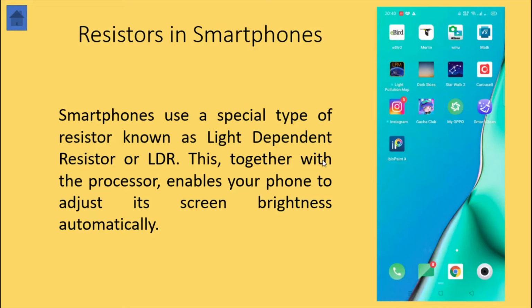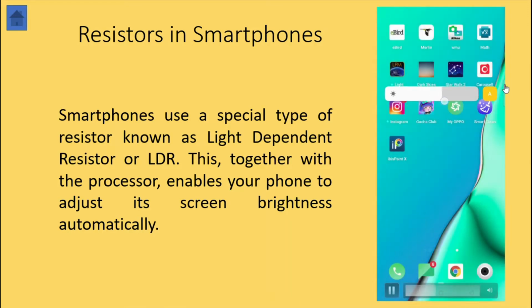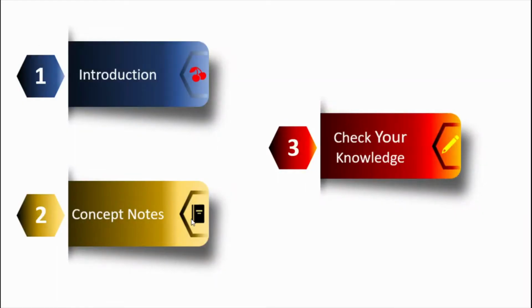Smartphones use a special type of resistor known as light-dependent resistor or LDR. This, together with the processor, enables your phone to adjust its screen brightness automatically. This feature not only allows you to save battery power, but also protects your eyes from strain when you are using your phone at night. Now, let us proceed to our lesson proper.